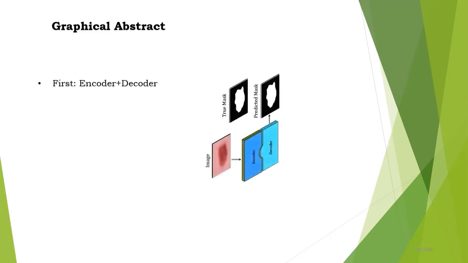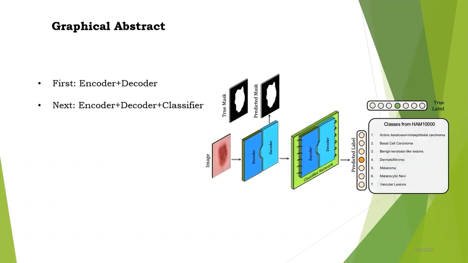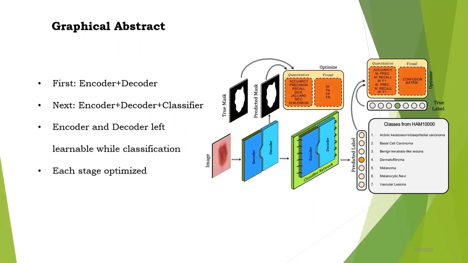As far as the graphical abstract goes, we take the encoder and decoder for the segmentation network to predict the mask, combine them with the classification network to predict the classification of the cancer lesions, keep the entire network learnable by classification, and optimize each stage thereby.